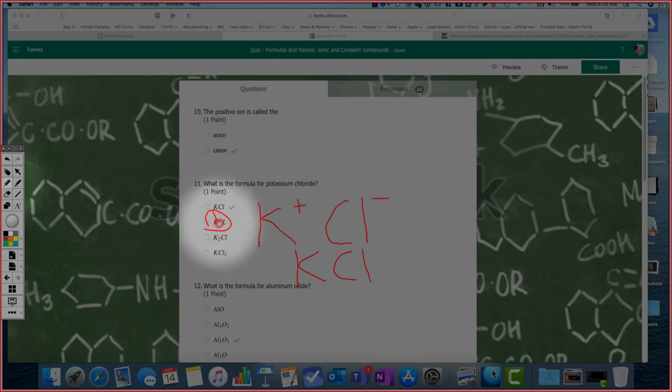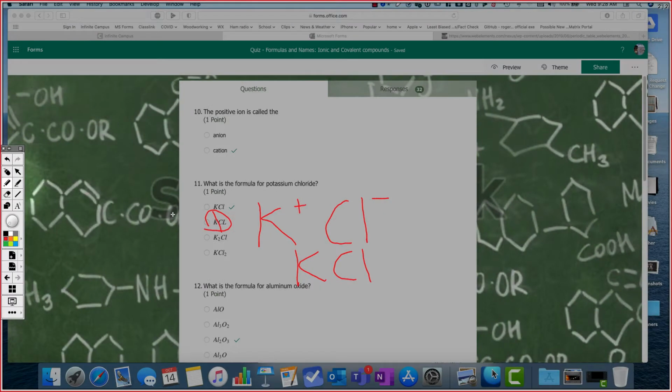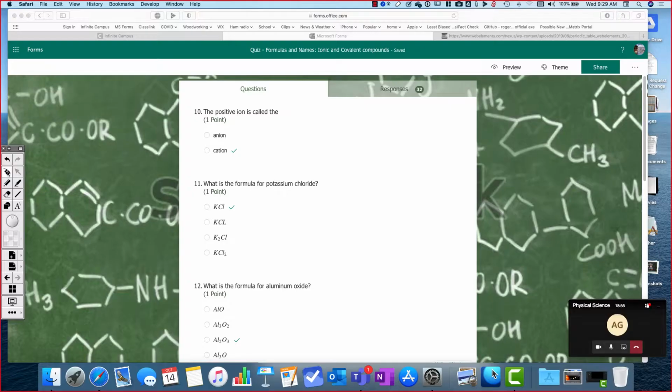Because it's got a capital L. Think of the symbols as symbols, not abbreviations. Capitalization does count. If you put capital C, capital K, capital C, capital L, it will be marked wrong because that's not potassium and chlorine. That's potassium, carbon, and a non-existent atom. So do make sure that you have that right.